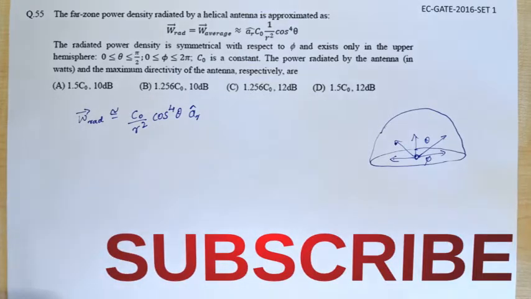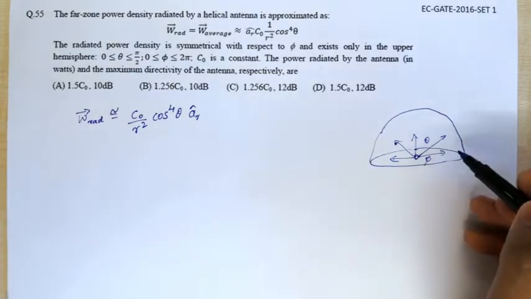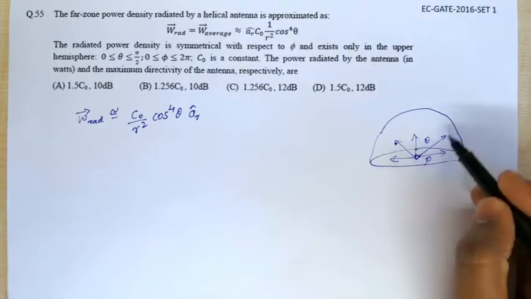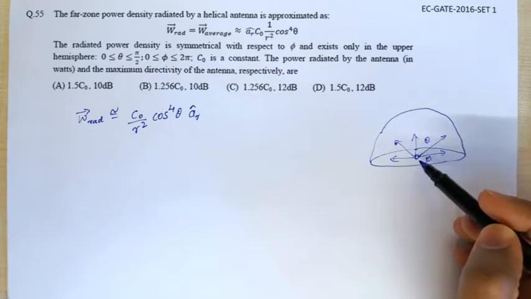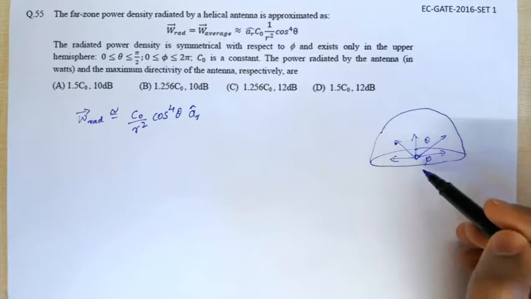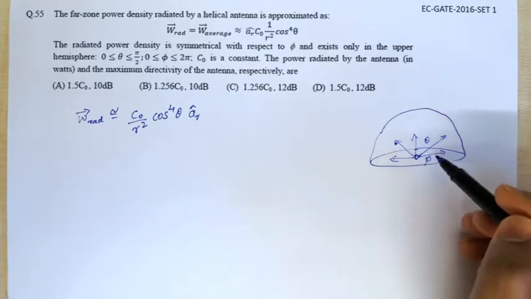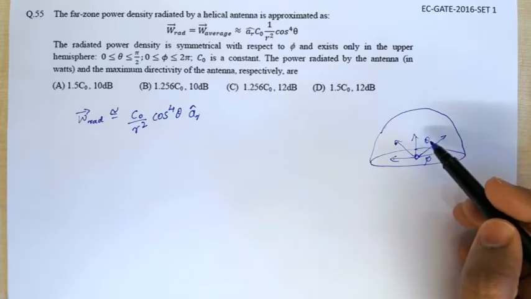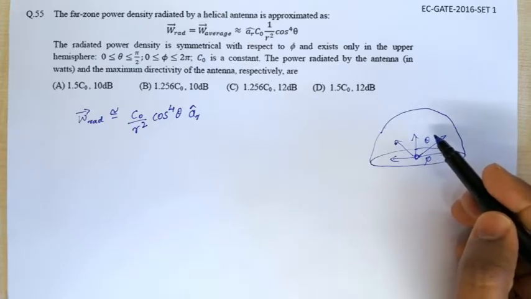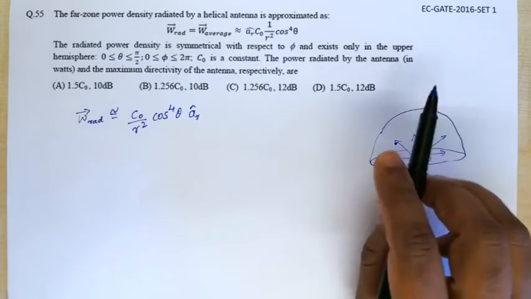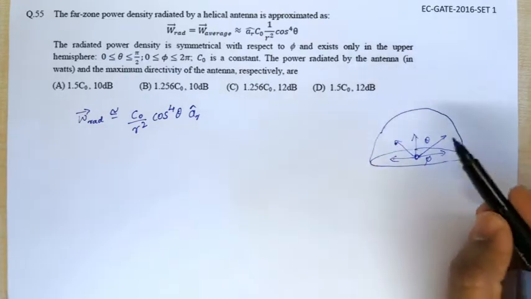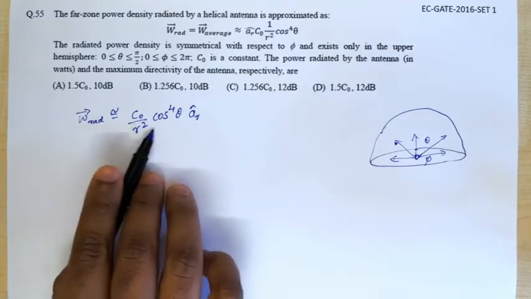and also the maximum directivity of the antenna. So, let me just draw a schematic here. The schematic is like a sphere. It says that the azimuth phi is symmetrical for 0 to 2 pi, whereas theta is varying from 0 to pi by 2, and the expression for the power which is radiated is given like this.